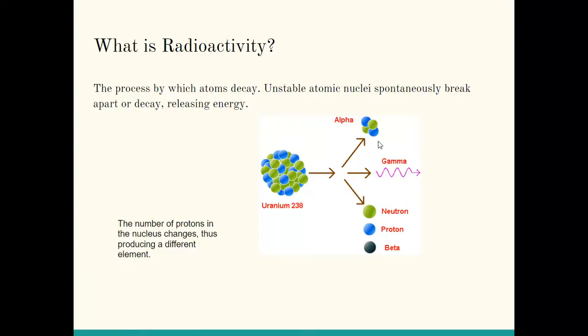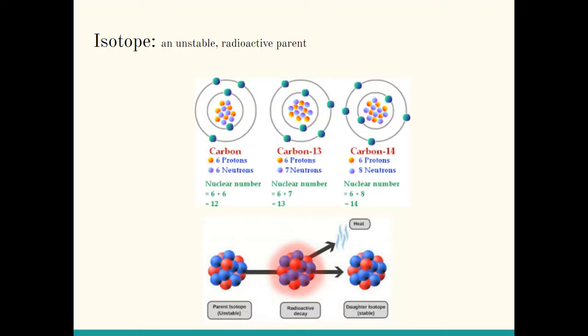So what is radioactivity? Radioactivity is the process that an atom decays. So here is this uranium-238. It is not stable. So it's giving off stuff and it's releasing energy. It's releasing alpha particles, gamma particles, neutrons, protons, beta particles. And soon it's going to release enough that it'll end up being stable.